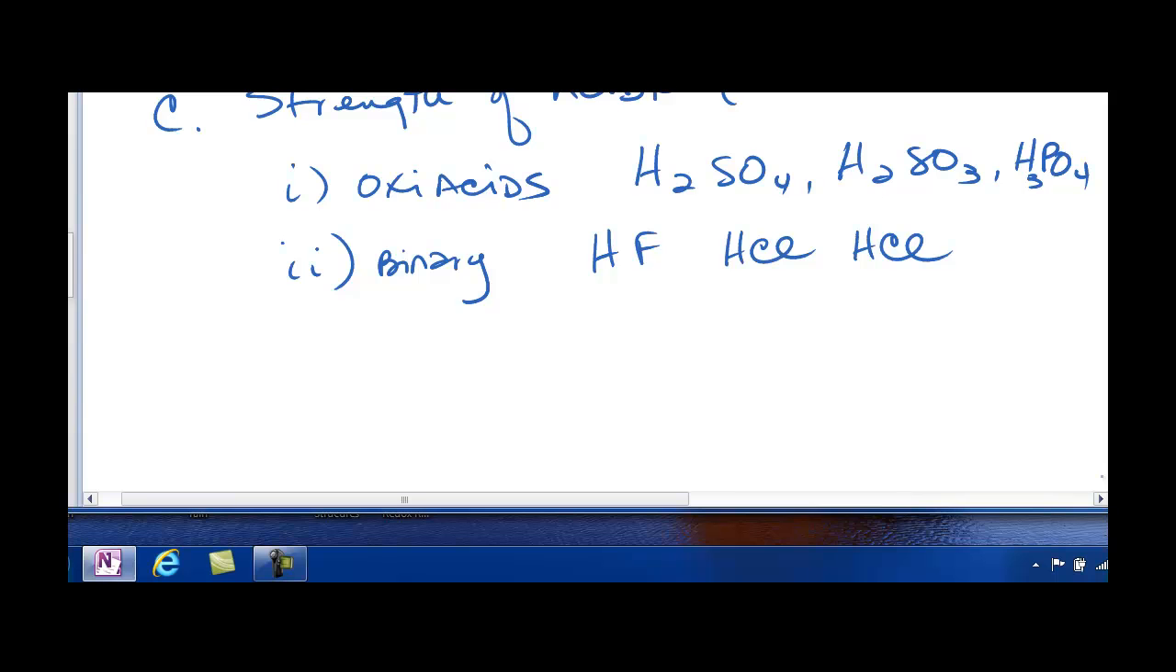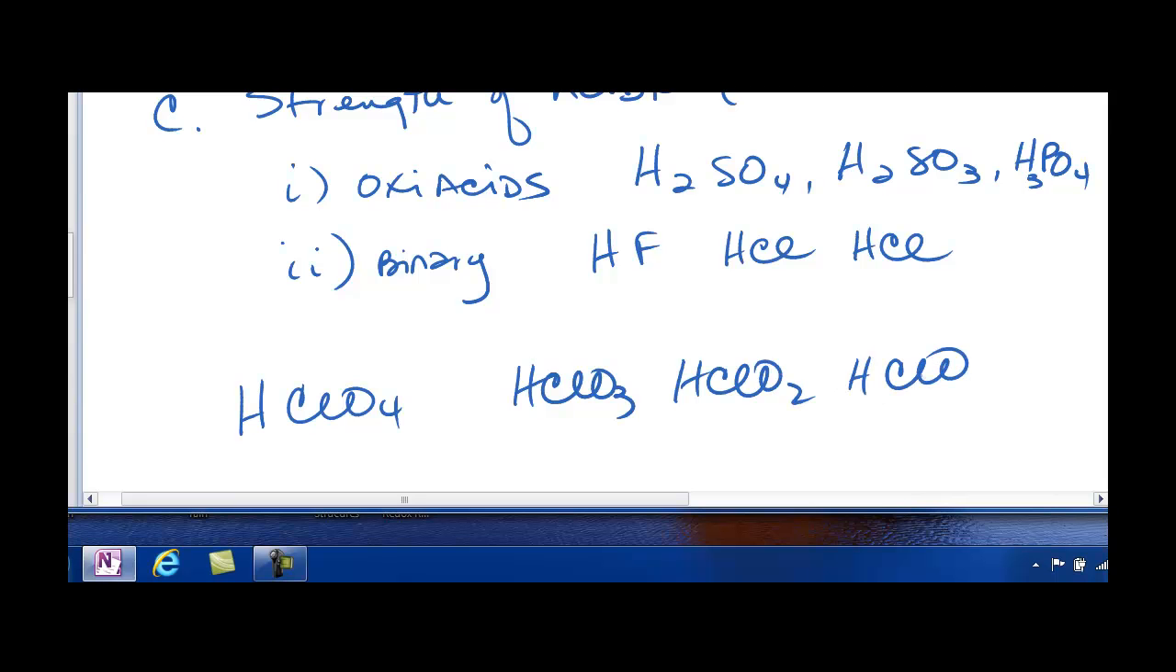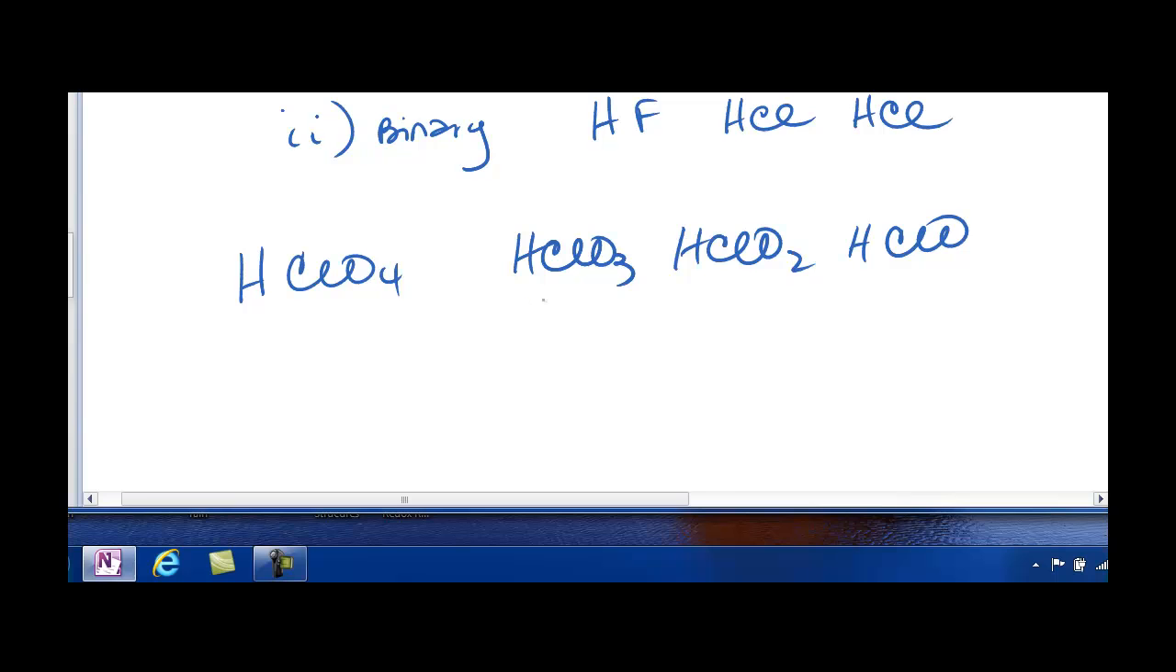And we start with HClO4 versus HClO3 versus HClO2 versus HClO. You can have any oxyacids. I'm just starting. What's the name for HClO4? Perchloric versus chloric versus, what was HClO2? Chlorous versus hypochlorous acid. Thank you. We learned nomenclature.